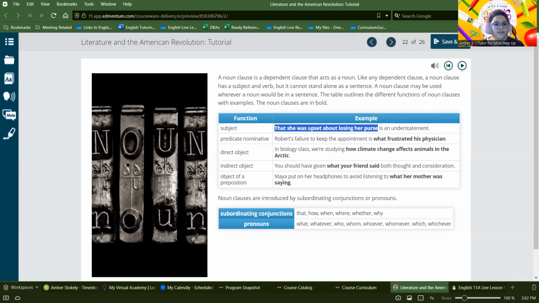This part, that she was upset about losing her purse, it's giving information about this girl, this she, right? So it doesn't just say she is an understatement, right? Or that thought was an understatement, because it says that she was upset. So we're talking about that and then her state. That she was upset about losing her purse, right? We're getting more information about what that is, right? So that's what makes it a noun clause, when they add more information about what the person, place, or thing actually is. Another example here, you should have given what your friend said both thought and consideration.